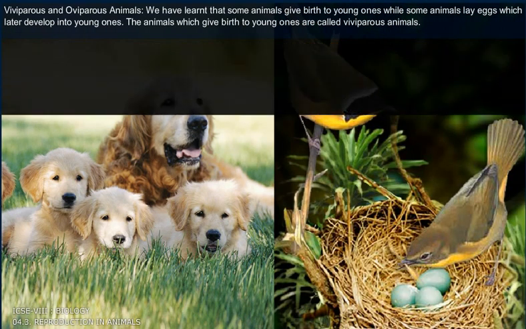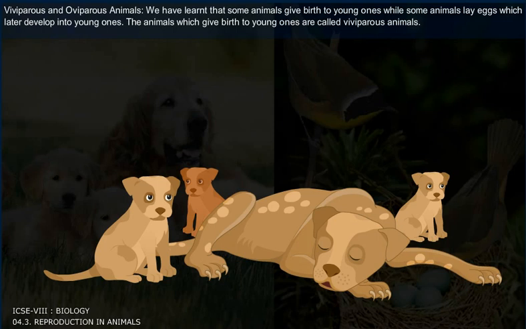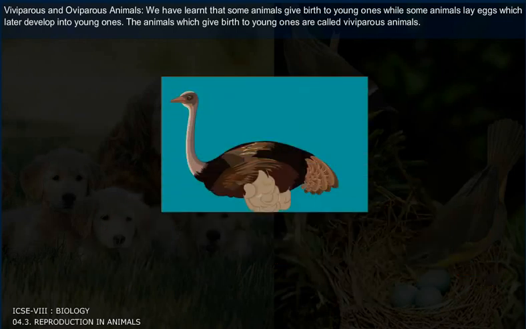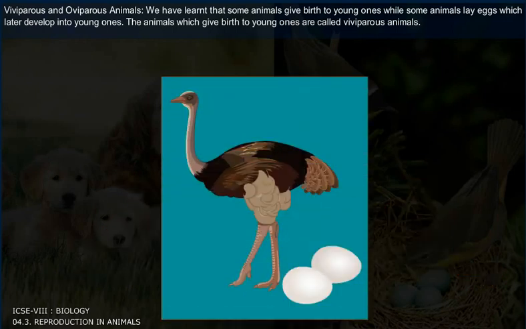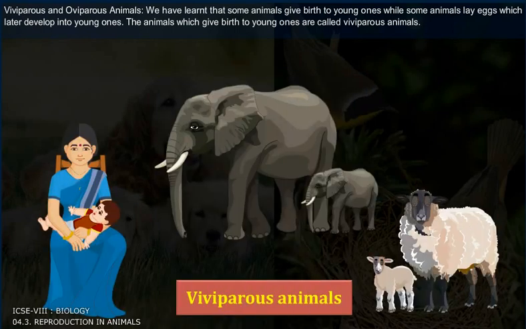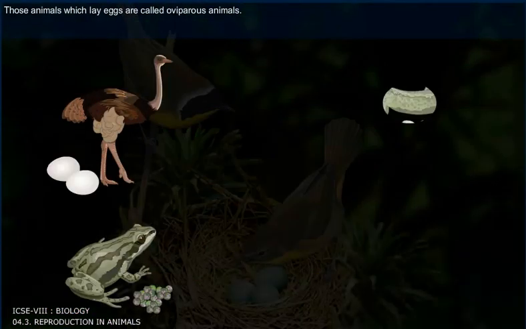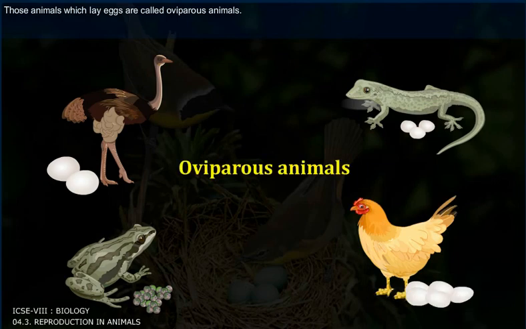Viviparous and oviparous animals. We have learned that some animals give birth to young ones while some animals lay eggs which later develop into young ones. The animals which give birth to young ones are called viviparous animals. Those animals which lay eggs are called oviparous animals.